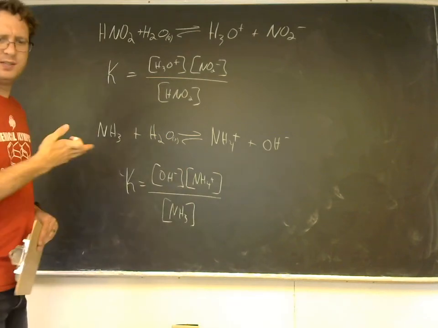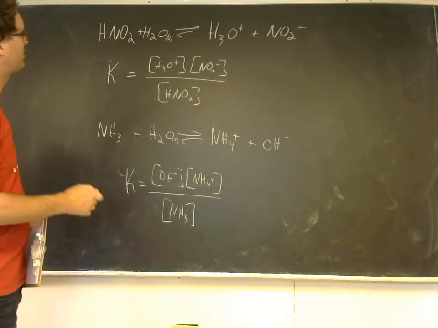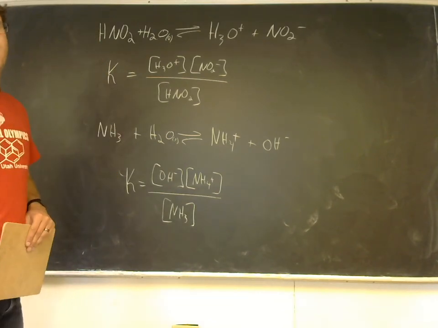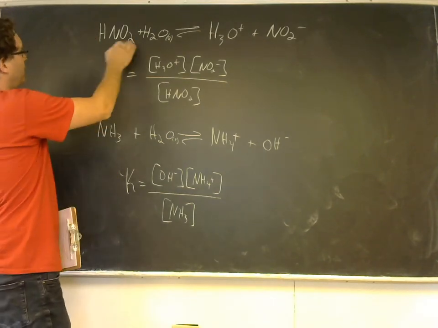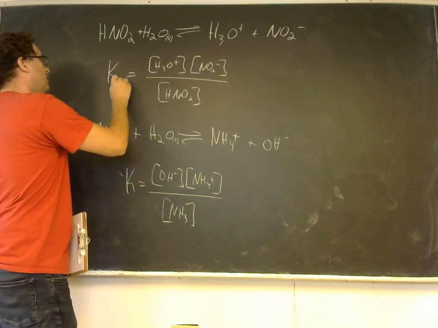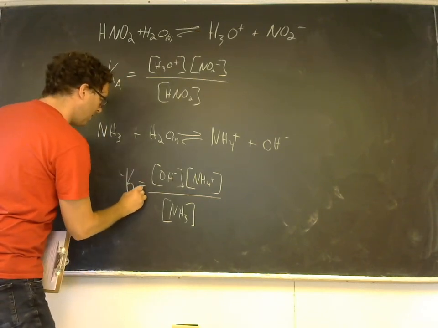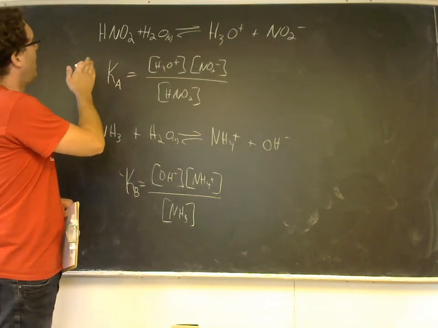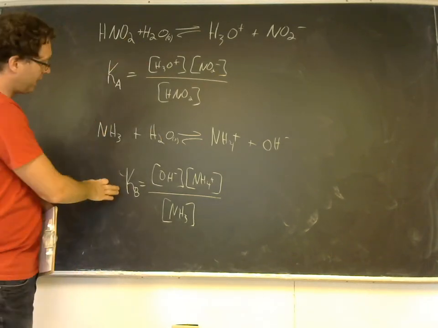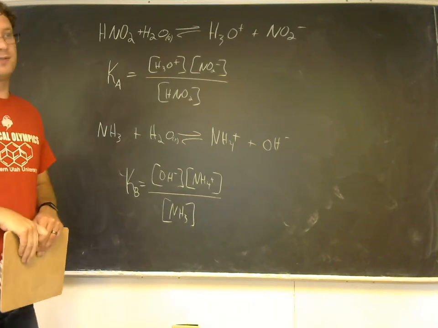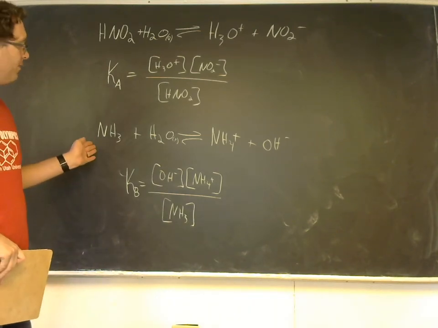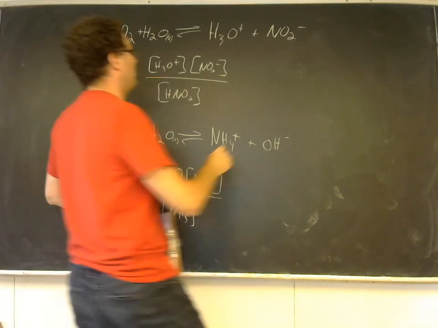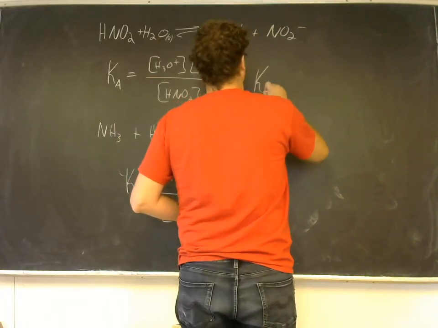And these equilibrium constants are special because they relate to the acidity or the basicity of nitrous acid and ammonia. So we will call these Ka values, the equilibrium constant for the reaction of nitrous acid with water, or Kb values, the equilibrium constant for the reaction of ammonia or any base with water. And these follow a similar form.